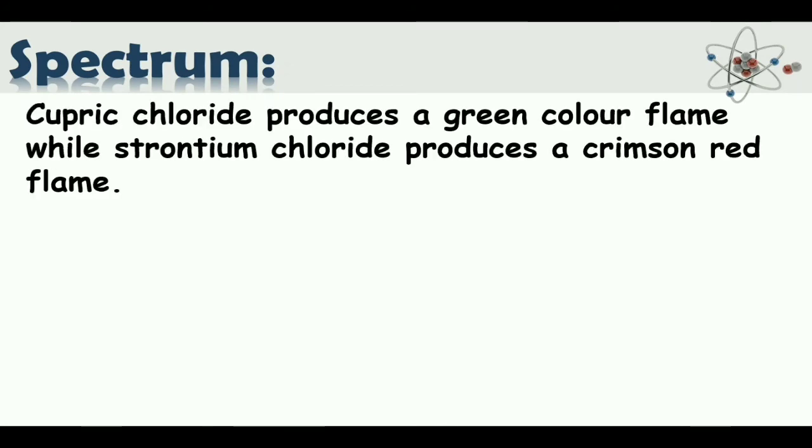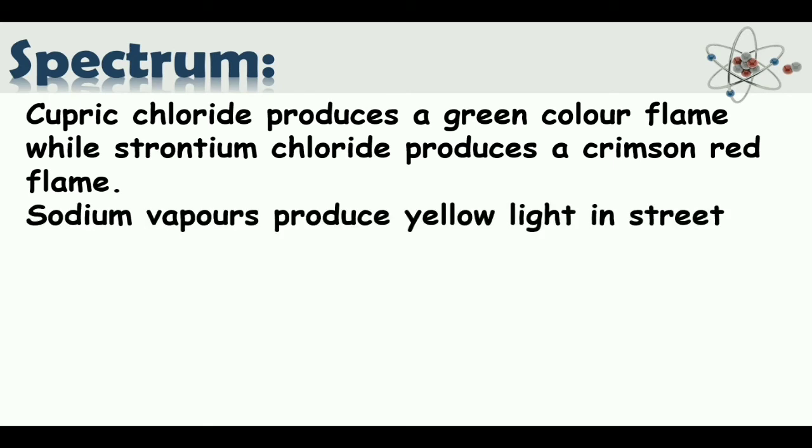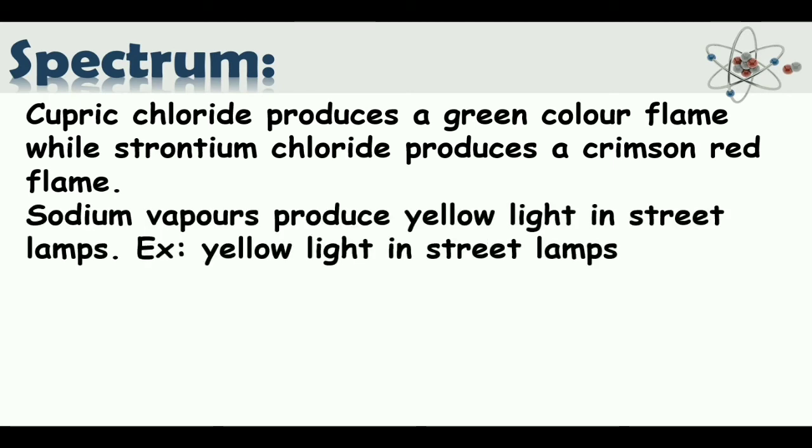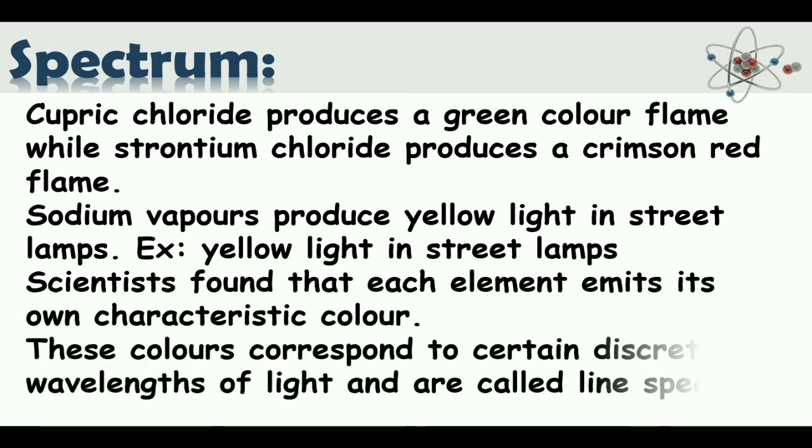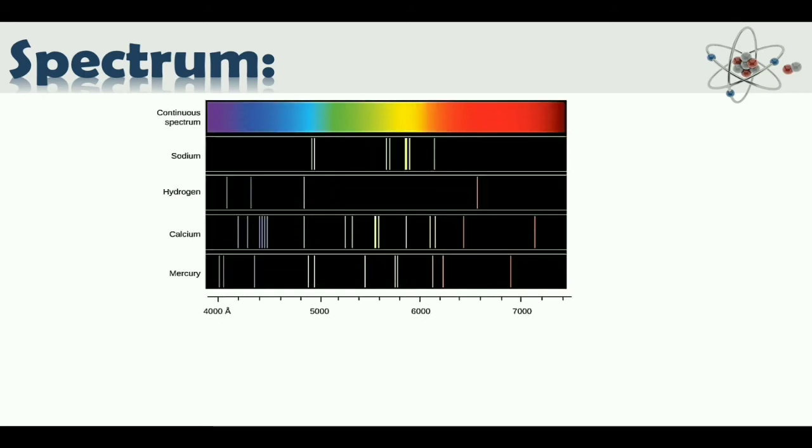So cupric chloride produces a green colored flame while strontium produces crimson red. Sodium vapors produce yellow light, which we can also see in street lamps. Scientists found that each element emits its own characteristic color. These colors correspond to certain discrete wavelengths of light and are called line spectra. So these are the examples of line spectra.